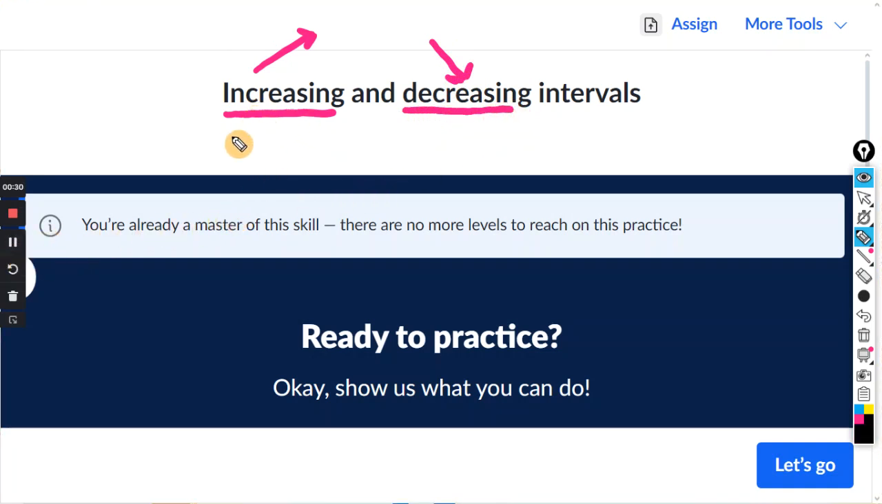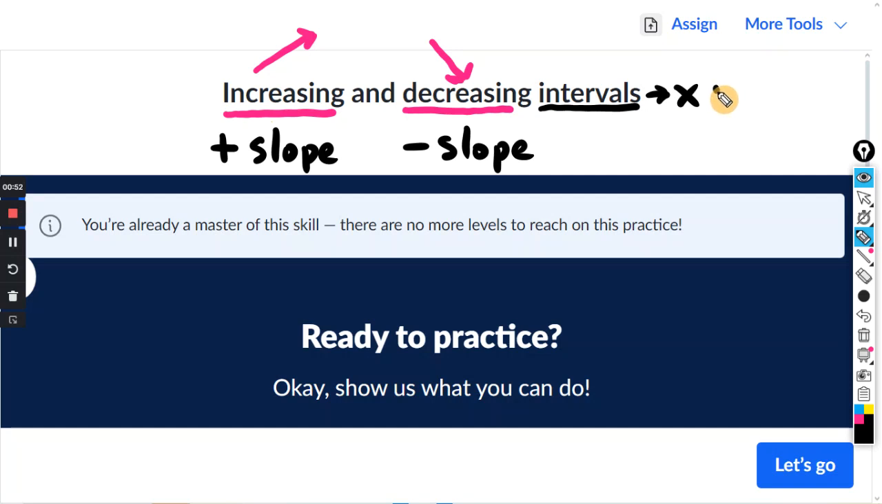So if I can give you a definition for increasing, it's just going to be a positive slope, okay? And the decreasing portion will be a negative slope. And the intervals are just going to be the x values. Okay, and that will be the x values where the graph is either increasing or decreasing.